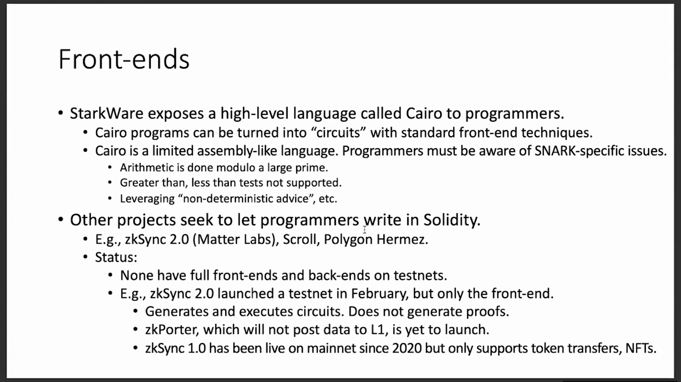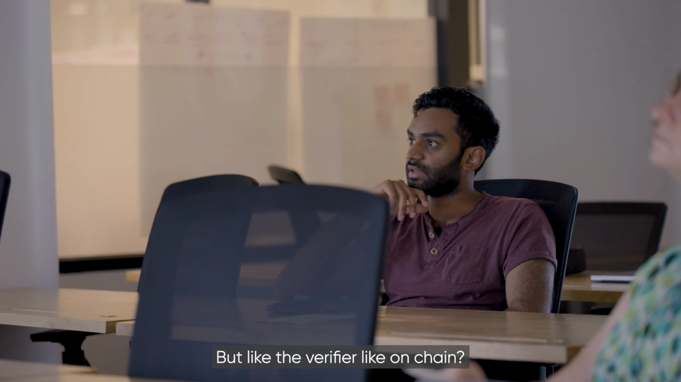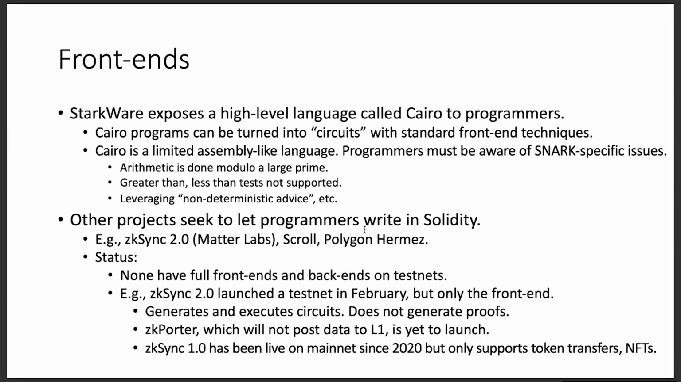Okay, any questions about that? Yeah. So does a prover need to know the front-end circuit when they are checking a proof? Yeah, they need to know the circuit. Especially the verifier, on-chain. Great question. The verifier needs to know the circuit too, because if it doesn't know the circuit, it doesn't know what the prover is actually proving a statement about. And I'll say more about this shortly.